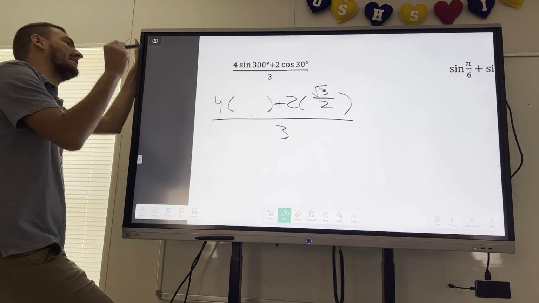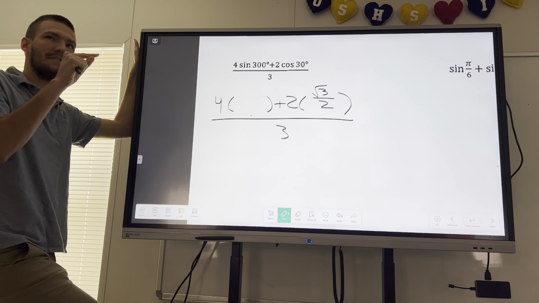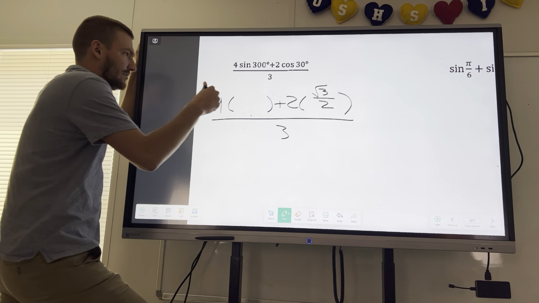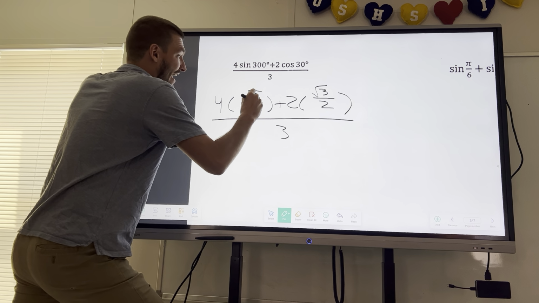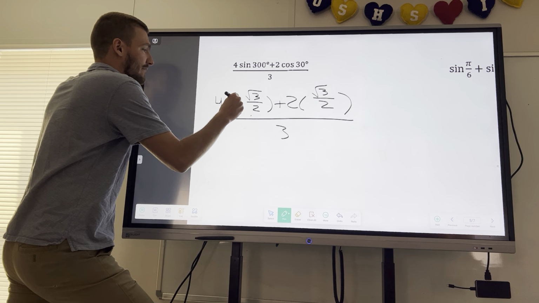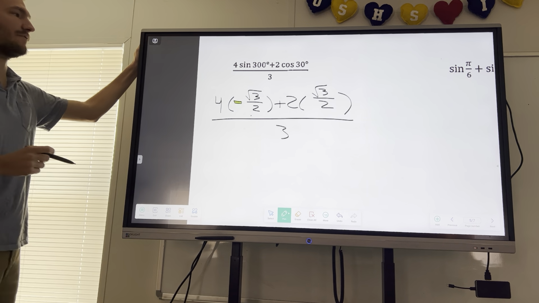The sine of 300, which family is the 300 in? It's in the 60 family. Ew. Also gross. And we're not in the first quadrant anymore. I heard somebody say negative because we're in the fourth quadrant for 300.